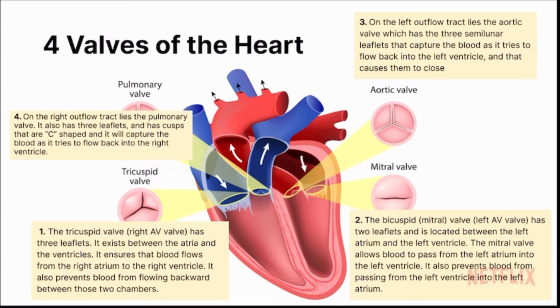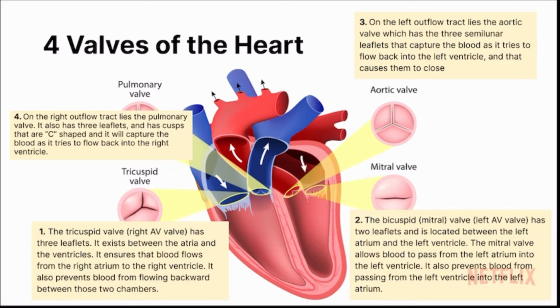When the left atrium fills and the pressure is higher here than it is in the left ventricle, the bicuspid valve opens, letting blood flow into the left ventricle. During ventricular contraction, when the pressure in the left ventricle is higher than it is in the left atrium, the bicuspid valve closes tightly to prevent backflow of blood into the left atrium.